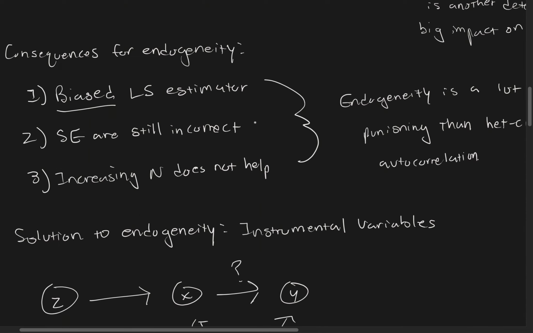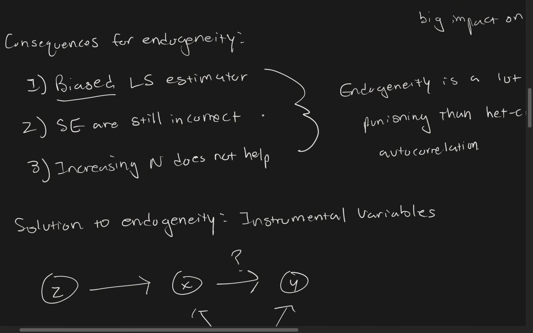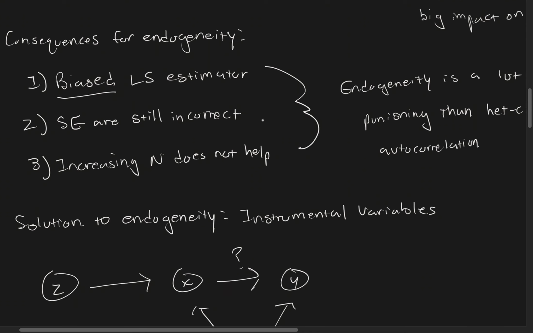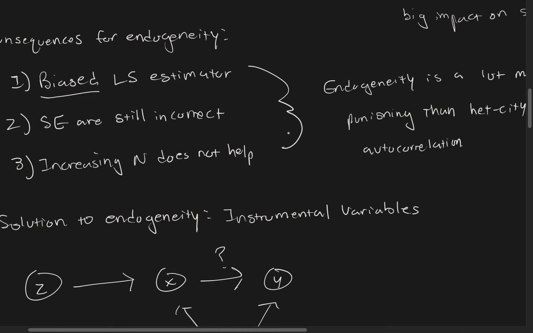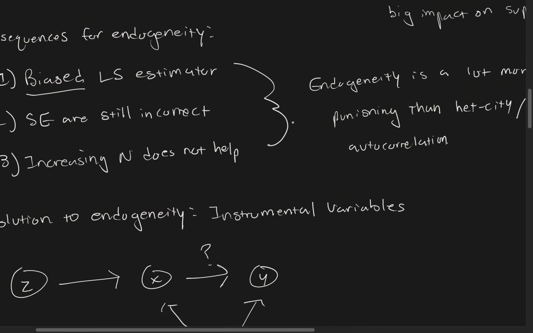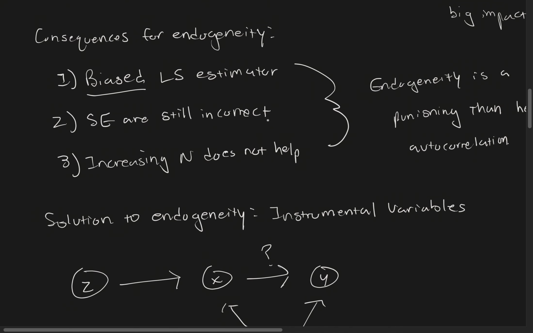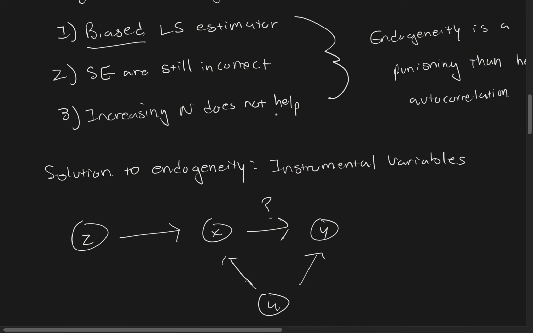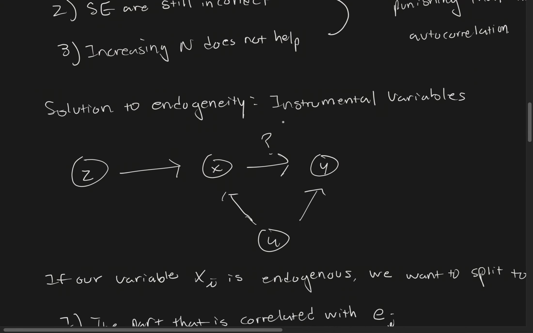In addition to this, our standard errors are still incorrect, and the sample size is irrelevant, including more data doesn't help, because our function is incorrect, not necessarily that the data is unreliable. And you can see now, based on these consequences, that endogeneity is a lot more punishing than heteroscedasticity or autocorrelation.